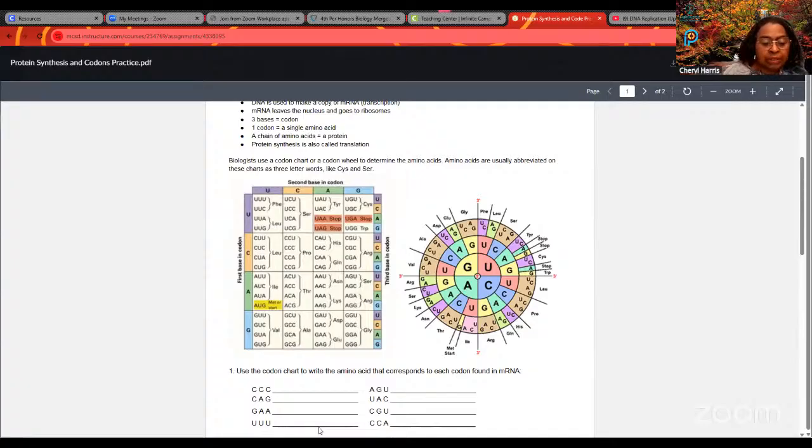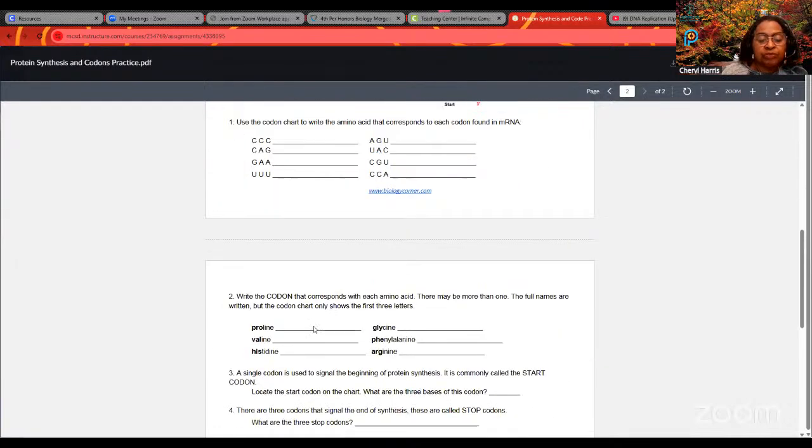So up here, you're practicing finding the name of the amino acid. For number two, they've given you the name of the amino acid. Go back and tell me what would be the codon for it. What are the three letters that would code for that amino acid?